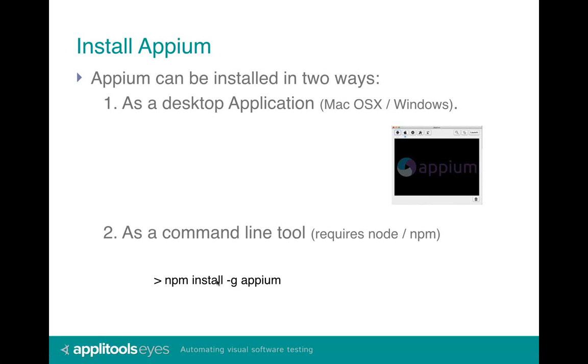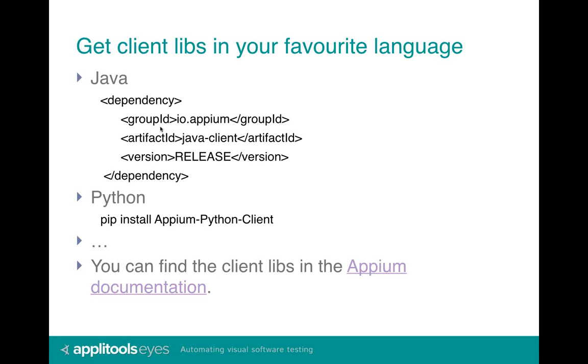Okay, client libraries. After you have the Appium server, you need to write test code that communicates with it. So you can do it, like I said, in all of the popular programming languages. For example, you can do it in Java, which is what all of my demos right now will be in. If you're using Maven, this is how you add the Appium client libraries to Java.